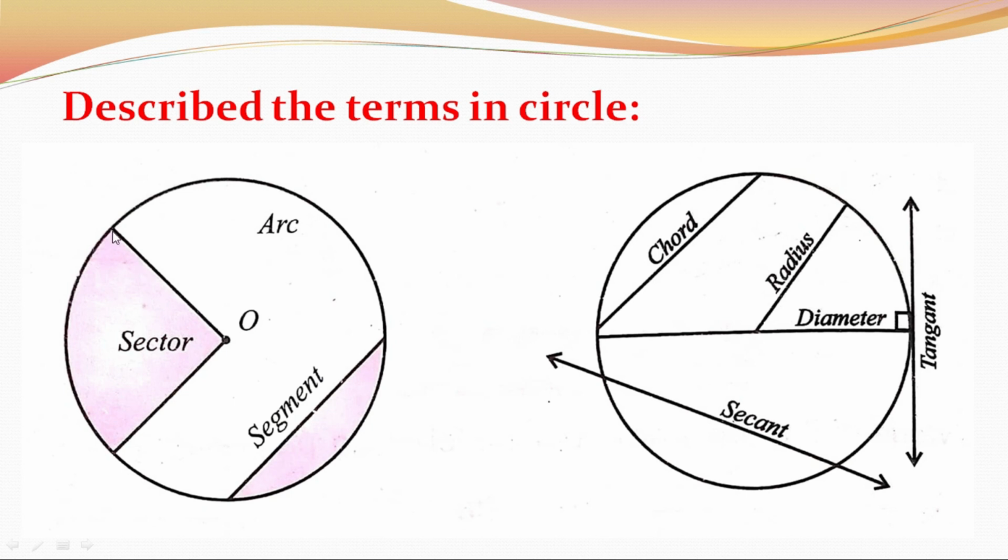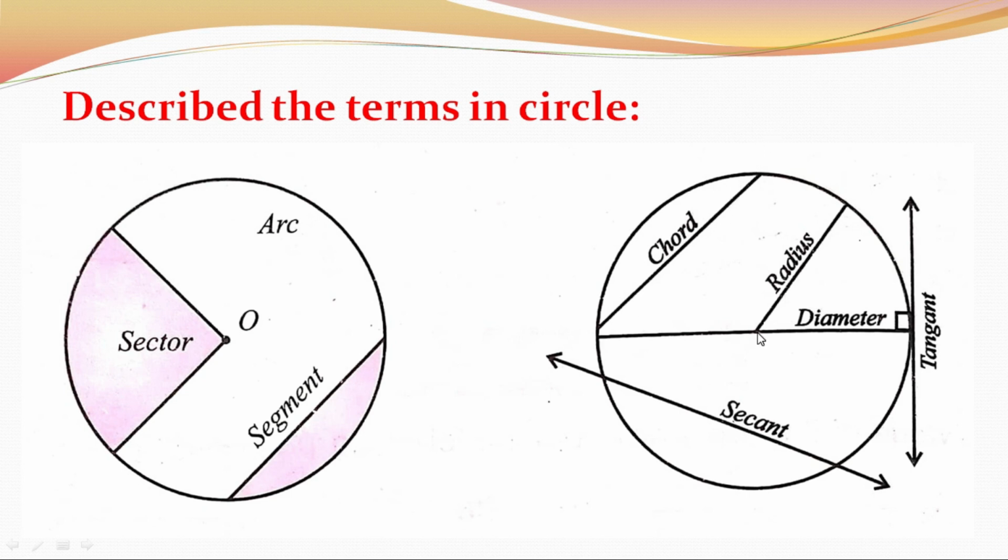This is the sector of a circle. This is the center of a circle. This is the arc. You can see that this is the arc. Part of an arc is part of the circumference. This is the segment of a circle. This line is called the segment of a circle. This is a chord. You can see the chord of a circle.